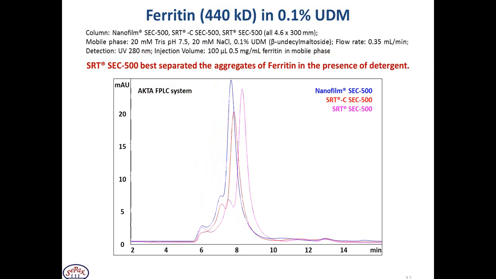So when we ran this on a larger pore size, the 500 angstrom, Ferritin and its aggregates in the presence of UDM detergent were best separated by the SRT SEC 500 angstrom pore size.